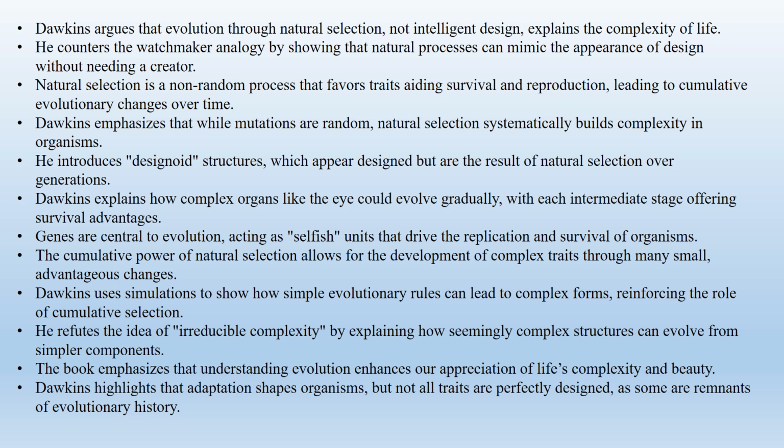One of the major misconceptions that Dawkins addresses is the idea that evolution must be a random process, which critics often use to argue that it cannot produce the intricate complexity we see in living organisms. Dawkins emphasizes that while mutations may be random, natural selection is anything but random. It is a process that systematically favors advantageous traits, leading to the gradual accumulation of complexity.